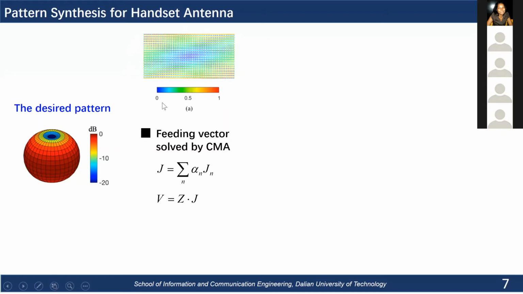And this picture is the result of this calculation. We can see that the feeding vector is distributed over the whole chassis. It means that we need to feed this chassis everywhere to get this desired pattern. This is not practical at all, so it is not okay for our real implementation. What shall we do next?